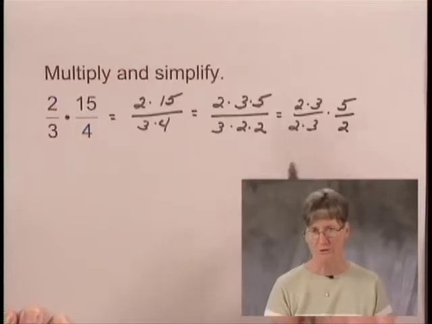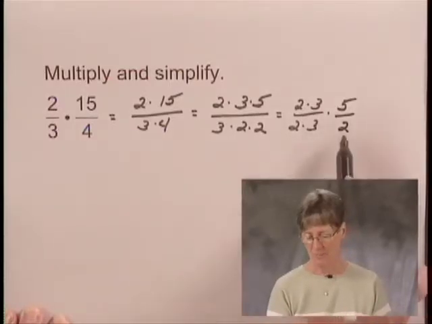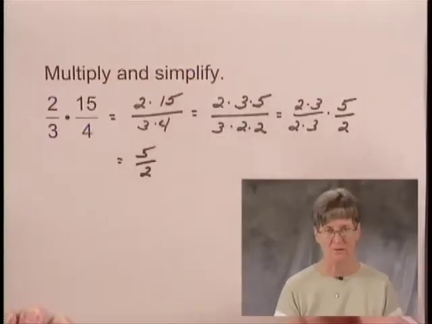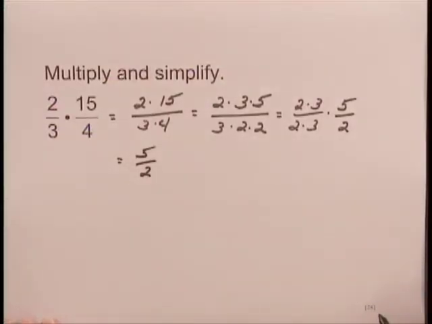2 times 3 over 2 times 3 is equal to 1, so I have 1 times 5/2, or 5/2 for the product of 2/3 and 15 over 4.